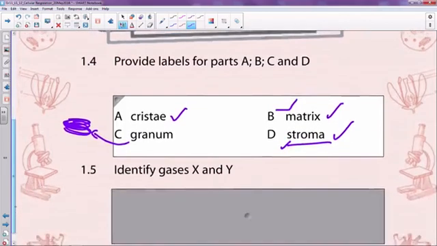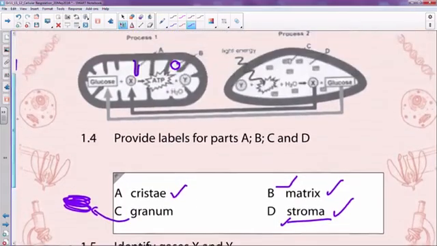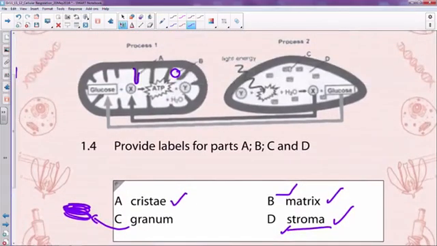Okay, 1.5 was where you had to identify the gases X and Y. So if we go back to this diagram, guys, let's look at gases X and Y and look at the relationship between X and Y. So here we're seeing Y being utilized in this process, X is being produced in this process and it is utilized by process 1. So what is it that is produced in photosynthesis that is utilized in respiration? So what is produced in photosynthesis?